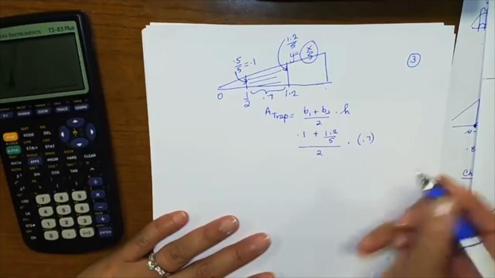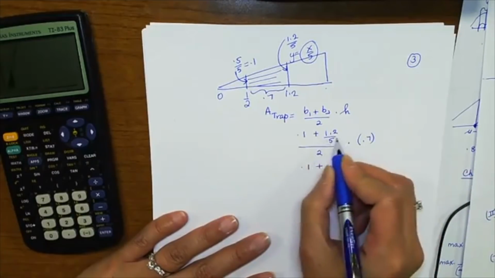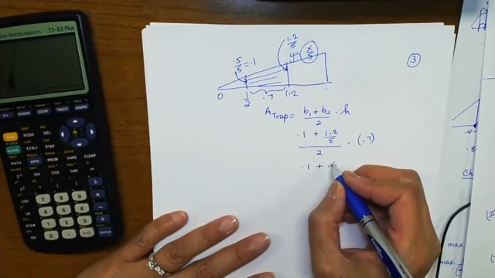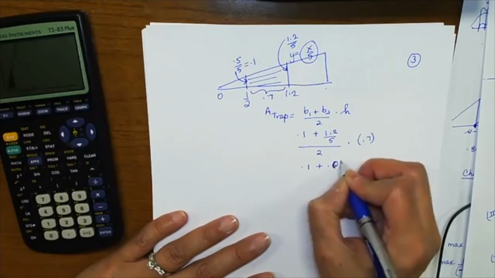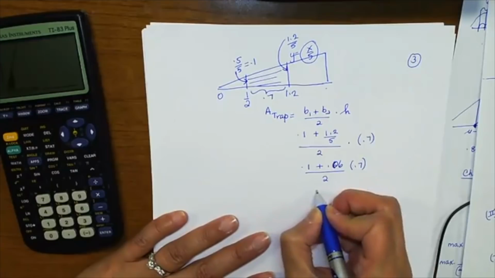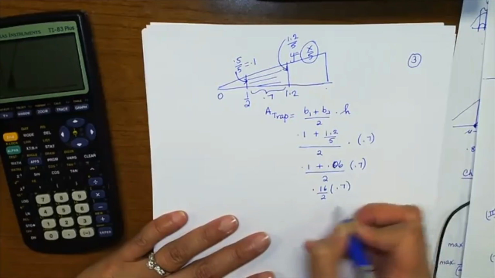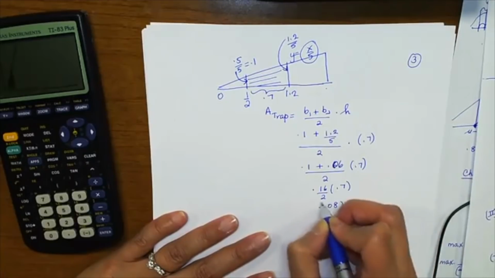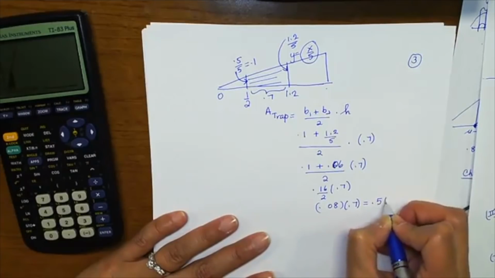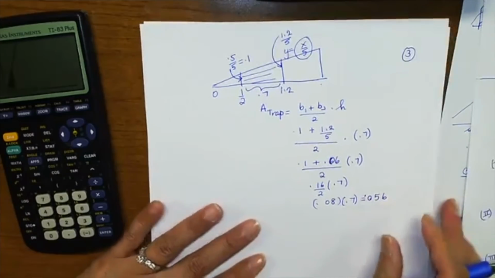So 0.7. So what do I have here? 0.1 plus 0.06 divided by 2 times 0.7. So 0.16 over 2 times 0.7, which is 0.08 times 0.7, which is 0.056.